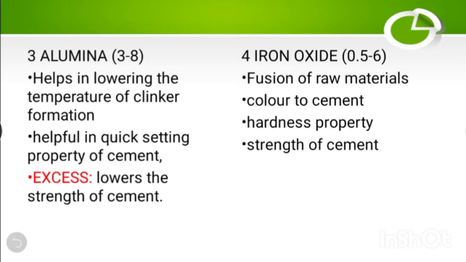Moving further to the third component, that is alumina, 3 to 8%. It helps in lowering the temperature of the clinker formation. Clinker is what is generally used during the manufacturing of cement. I will also make a video on the manufacturing of cement.